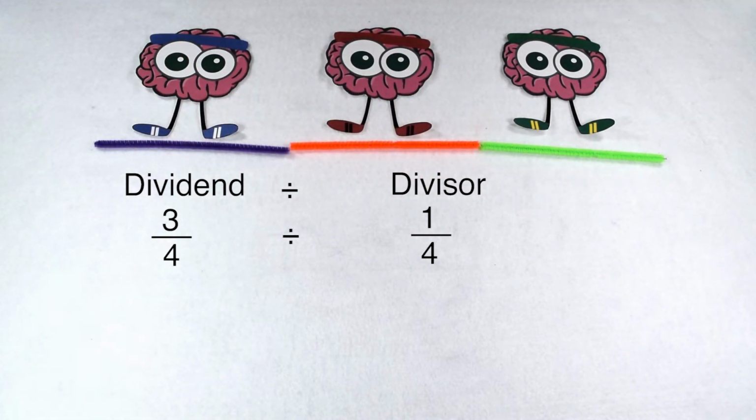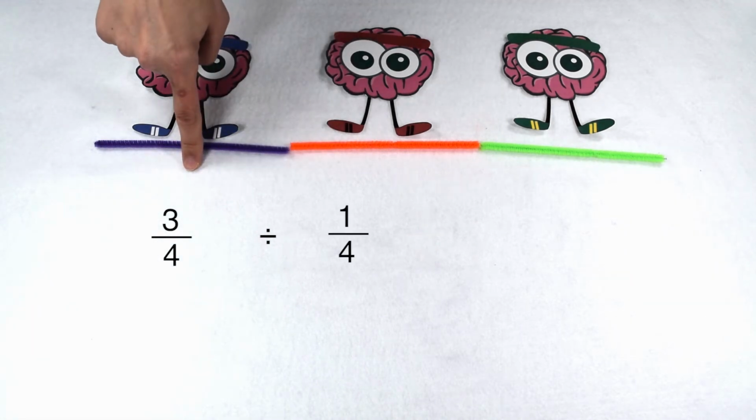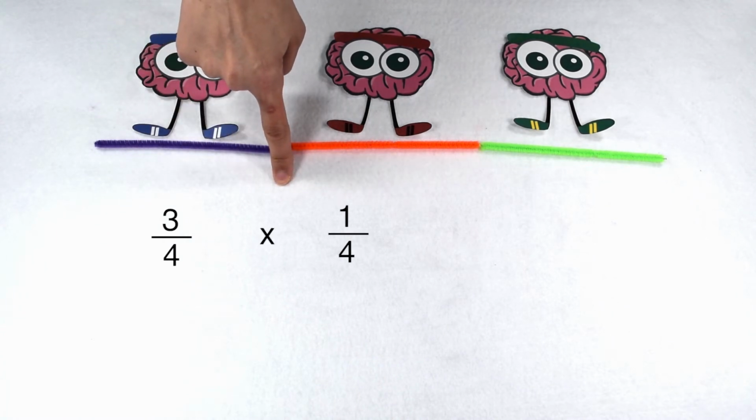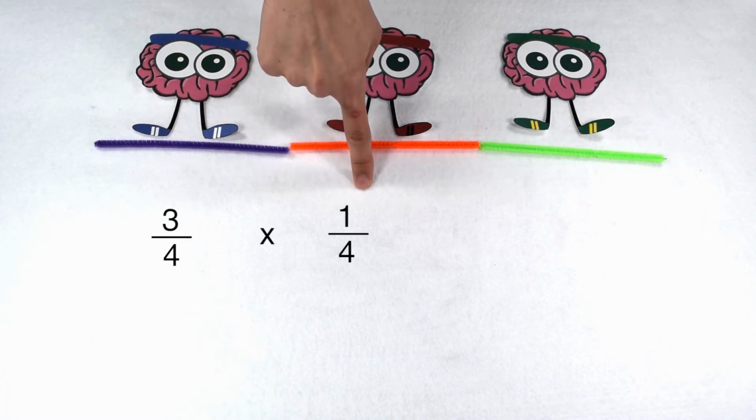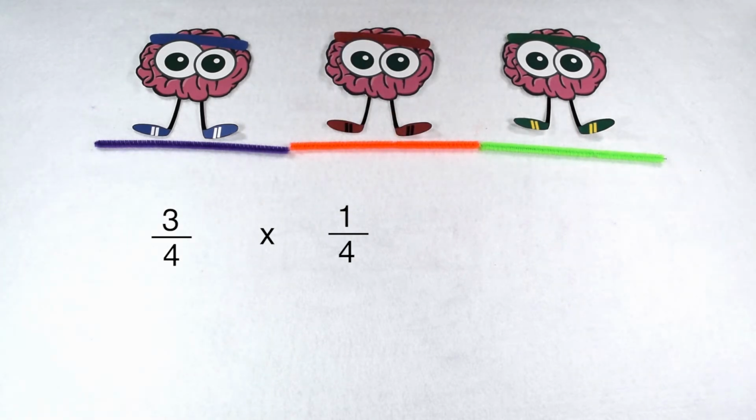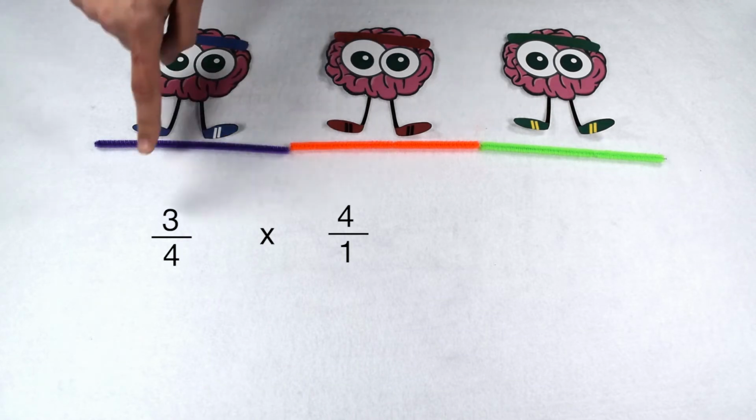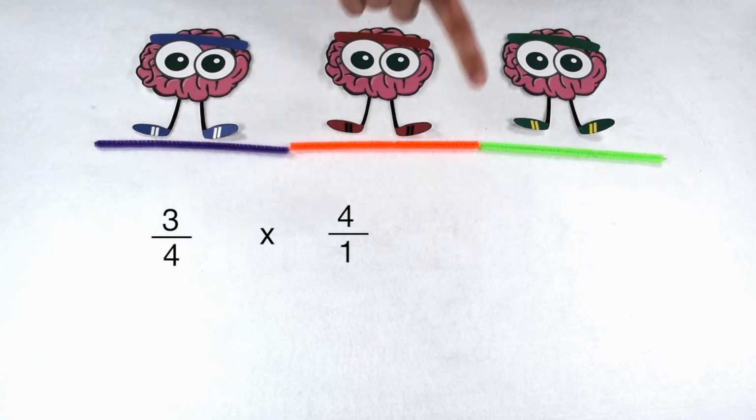When we solve division problems, we actually have to turn them into multiplication problems. Our dividend of 3/4 is going to stay the same. Our division sign is going to become a multiplication sign, and our divisor of 1/4 needs to take the reciprocal. The reciprocal of 1/4 is going to become 4/1. So this means we're solving 3/4 times 4/1.